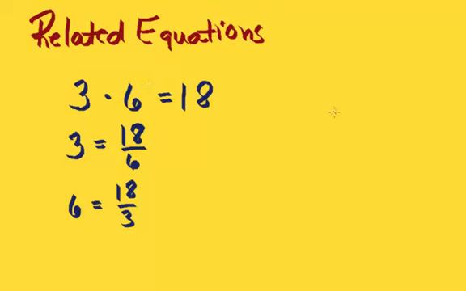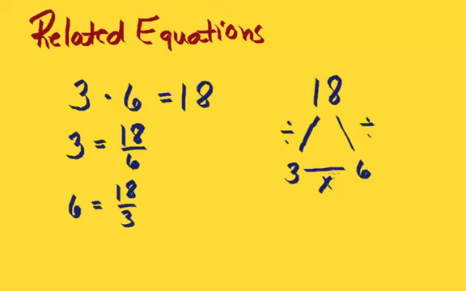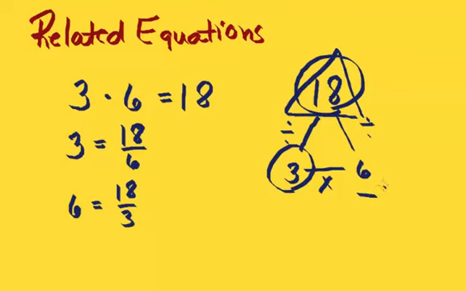We can also set multiplication and division up as a triangle. So we put 18 at the top, divided by 3 gives us 6. 18 divided by 6 gives us 3. 3 times 6 gives us 18. So if we can set our numbers up in this relationship here, we can find all of our related equations. So we could say 18 divided by 3 gives us 6, or 18 divided by 6 gives us 3.